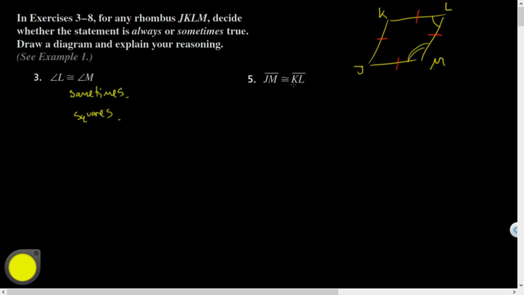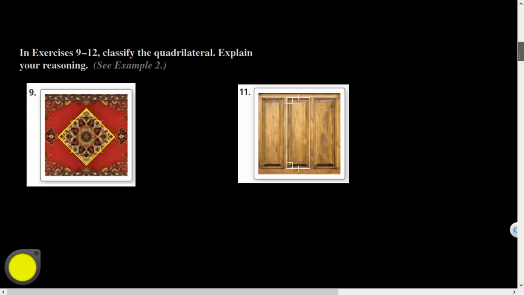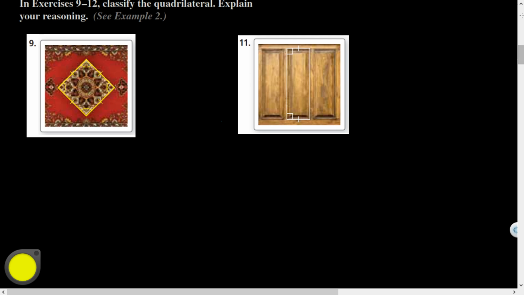How about JM congruent to KL? JM and KL, that's just always. Always. By definition of a rhombus, that's always going to be true. Yeah, it's made up of 4 congruent sides.